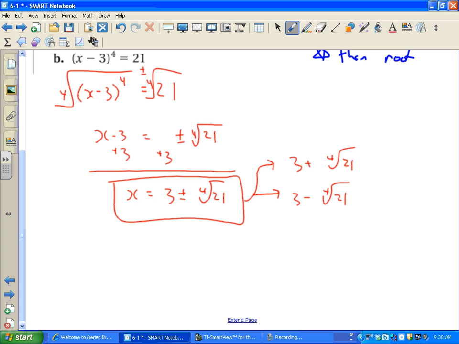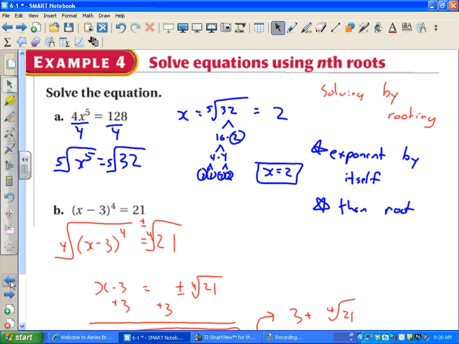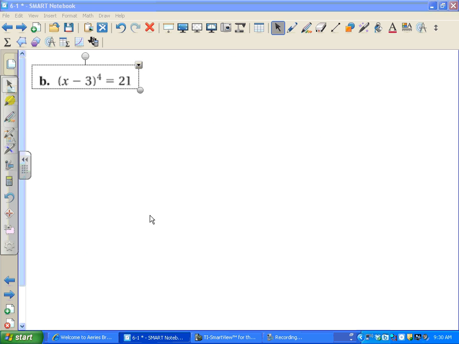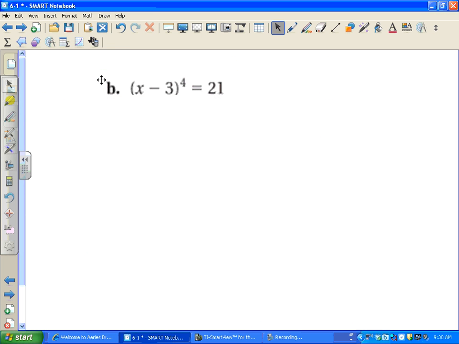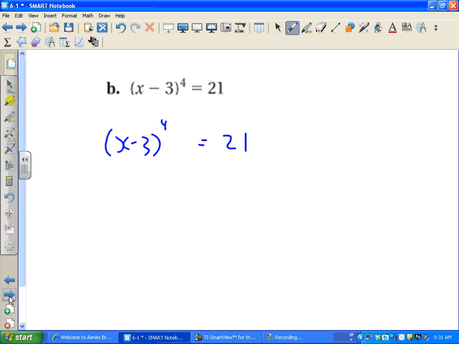One last little tidbit before we get to the next problem. I want to look at this letter B again, and see if you can follow along, or hopefully you'll agree with what I do right now. I have x minus 3 raised to the 4th. You told me, hey, we're going to solve this by rooting, so I'm going to take the fourth root of both sides, and that's indeed correct.